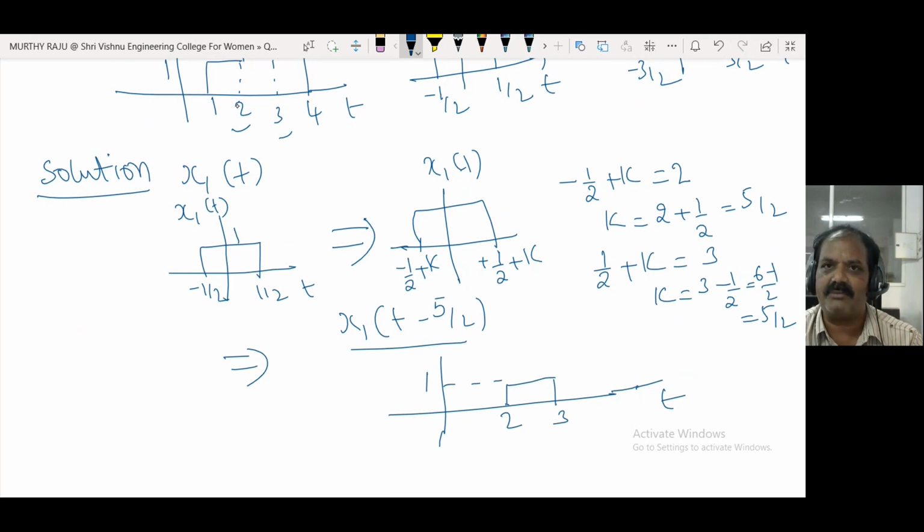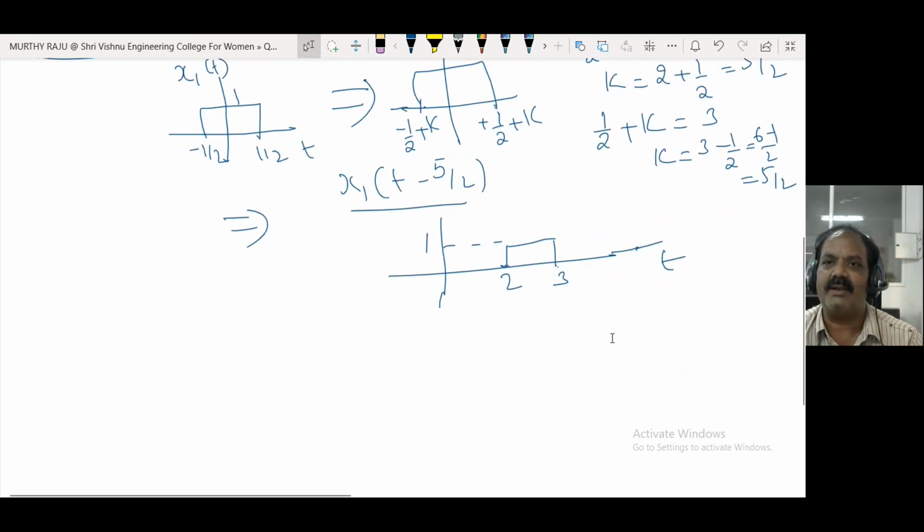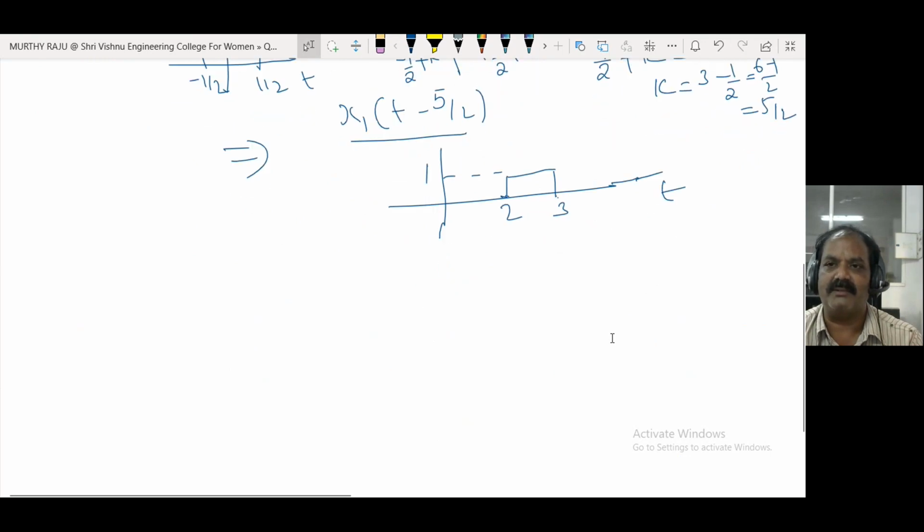Because x1 of t in terms of x of t, here 2 and 3 is considered. That is the reason for minus 1 by 2 plus k. Shifting right side direction, that is the reason we use plus k, plus 1 by 2 plus k. Find out that k value at both the points. Shifting points here 2 and 3 are the shifting points. X1 of t minus 5 by 2. I'm coming to the next one.